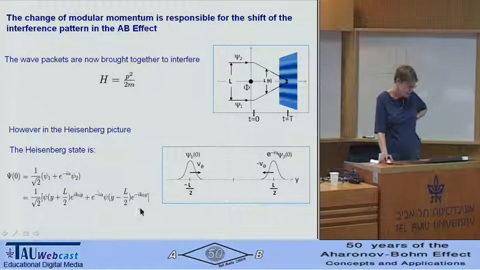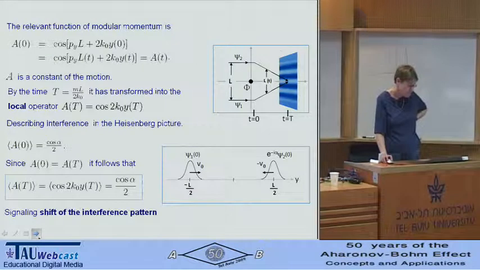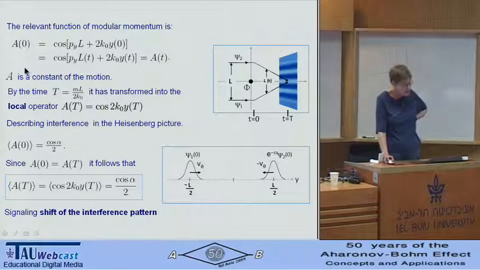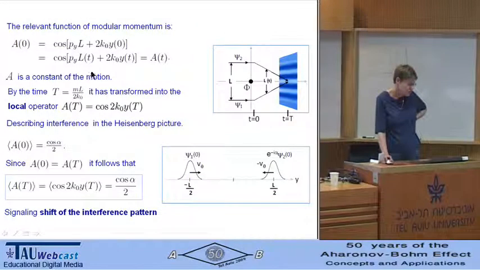The Heisenberg state is described here, and as you see, I've assumed that it already has a relative phase e to the minus i alpha. The relevant function of modular momentum is A of 0, which is a constant of the motion, since both the momentum and y of 0 are constants. Its time evolution is given here by A of t, which, as you see, is proportional to the instantaneous modular momentum, cosine p_y times L of t.